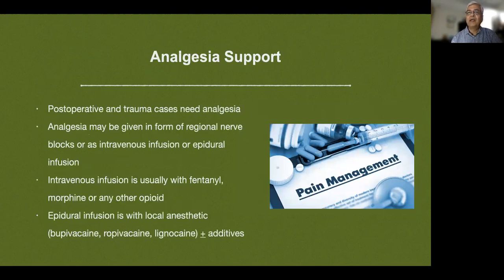Patients commonly also need analgesia support, that is support from pain or pain management in the ICU, especially patients who are post-operative or have had a trauma. Analgesia may be given in the form of a regional nerve block or as an intravenous infusion or epidural infusion. Intravenous infusions are generally given with fentanyl, morphine, or some other opioid. Epidural infusions are given with local anesthetics, and to that we add additives. The local anesthetics commonly used are bupivacaine, ropivacaine, and lignocaine.